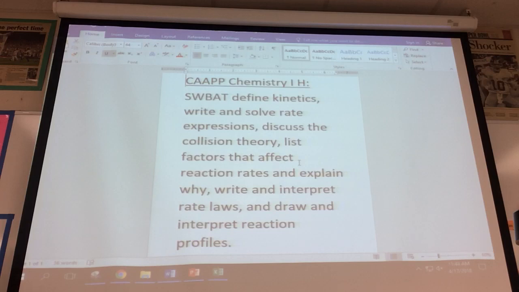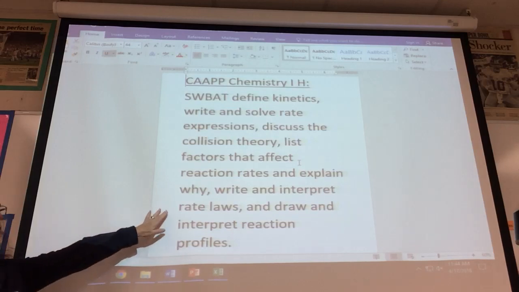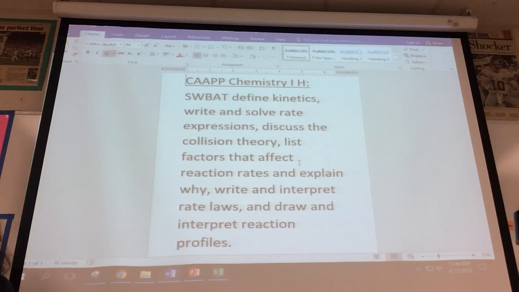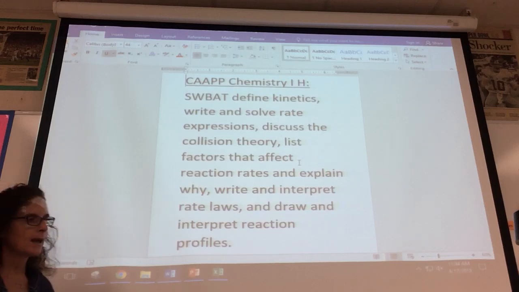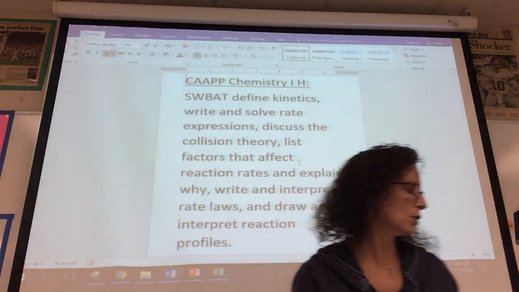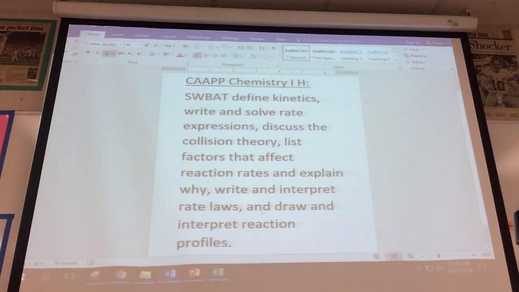We're going to learn how to write rate laws, which differ from rate equations, the rate equation you wrote in the Do Now. And we will learn how to write and interpret rate laws today, very simple ones, and then we'll get involved in much more complicated ones next time. And later in the week, we'll draw and interpret reaction profiles.